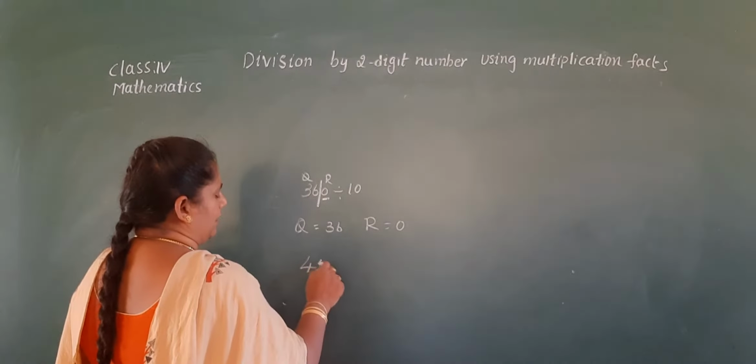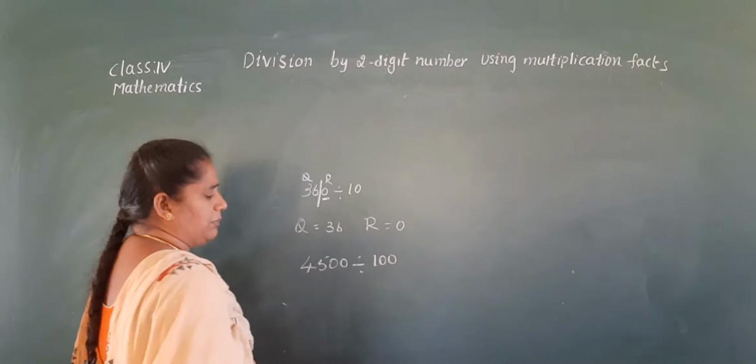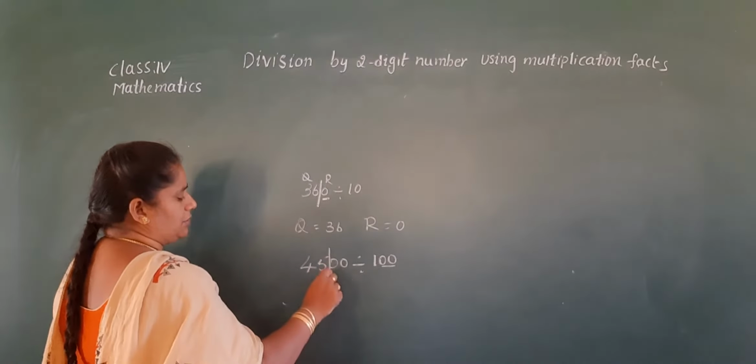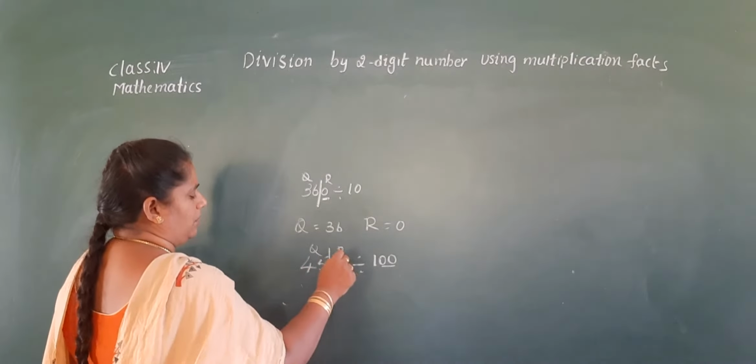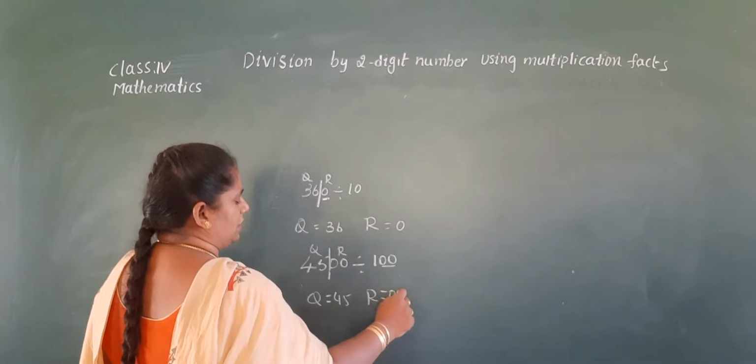Let us take one more number. 4500 is divided by 100. Then what's the quotient? 100 has 2 zeros, so the last 2 digits become the remainder, and this one is the quotient. Q equal to 45, R equal to 00.